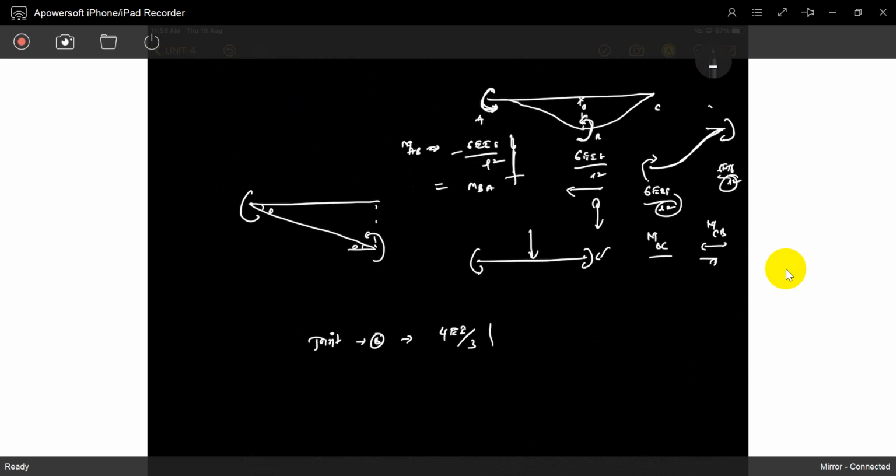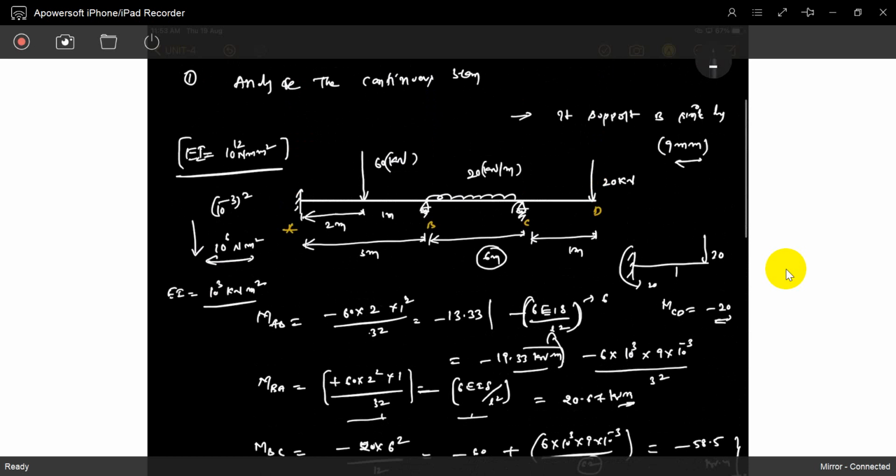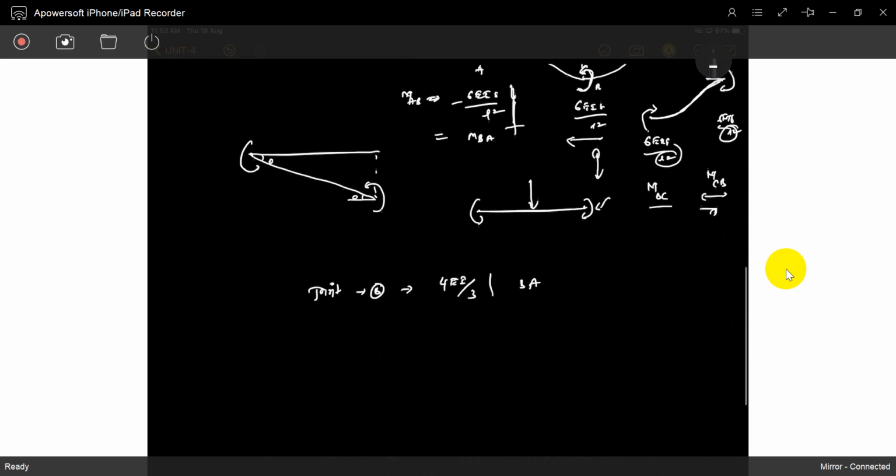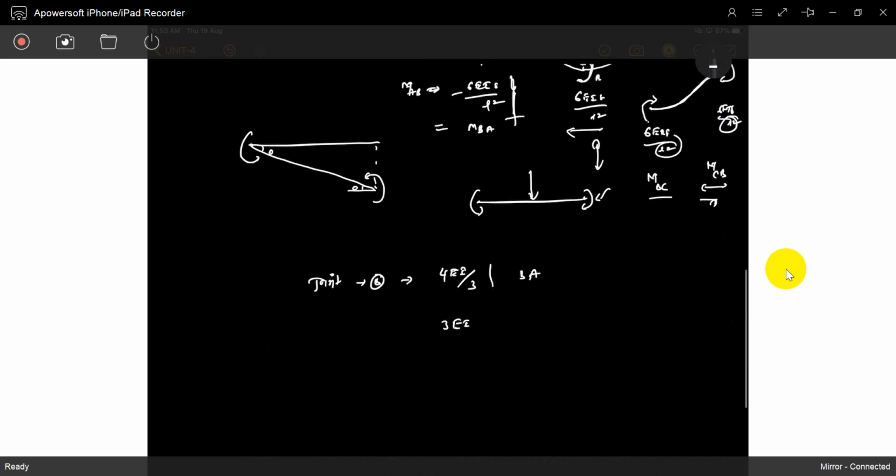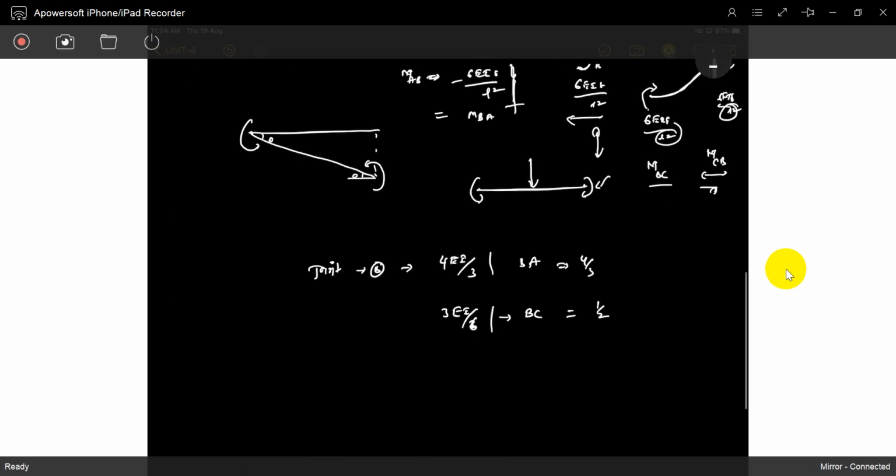So that's BA. BC you can take as a hinge joint, since C is a hinge joint. You can take it as 3EI by L, where L is 6 meters. So for BC it's 4 by 3... it's 1 by 2. So total K is 4 by 3 plus 1 by 2, which is 11 by 6.